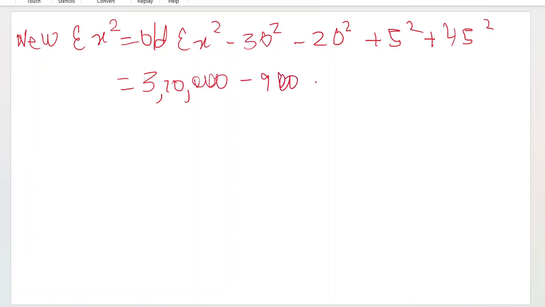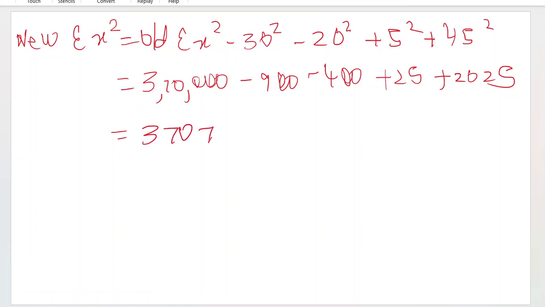30 square is 900. This is 400. This is 25. 45 square is 2025. When we do 370,000 minus 900 minus 400 plus 25 plus 2025, we get the value as 370,750. Therefore, now we have the new sum of x square value.